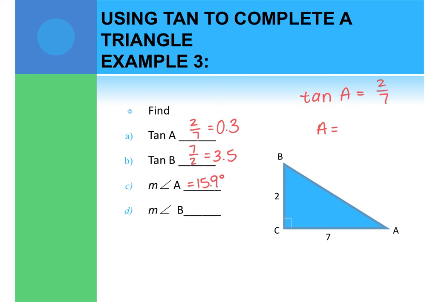Now, you could also do the tan inverse of 7/2 to get B. Or you could just do 90 minus 15.9, because all together they have to equal 180.